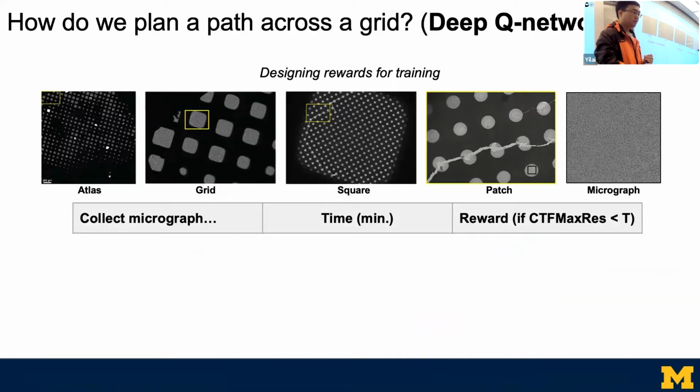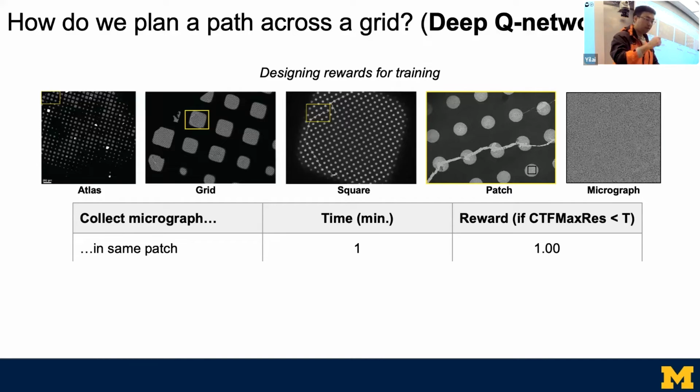So the last question is, how do we plan a path across the grid, and we use a DQ network to achieve this? For those of you who might know something about reinforcement learning, the reward table is what is optimized. The total reward is what is optimized during a time period, and the design of the reward table is very important. We want to balance the quality of the data and also the time cost of moving the microscope to a different area.